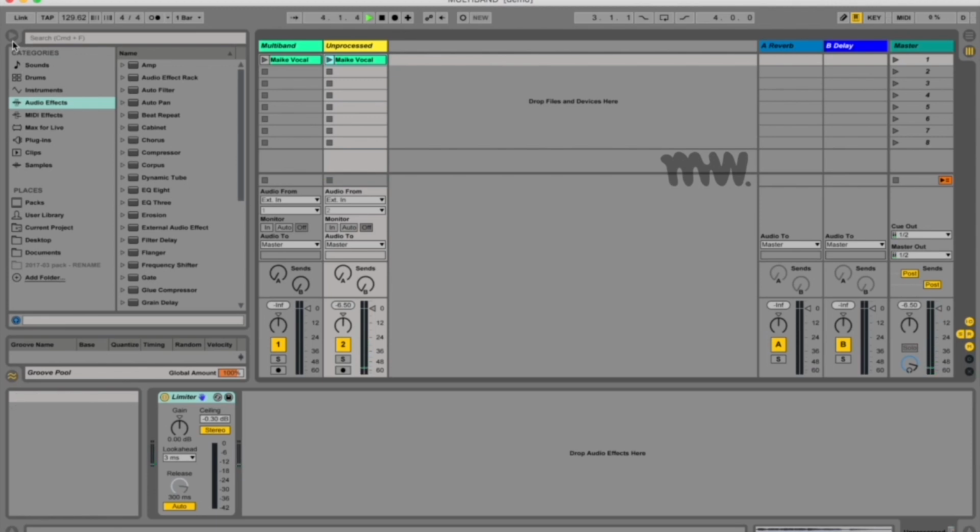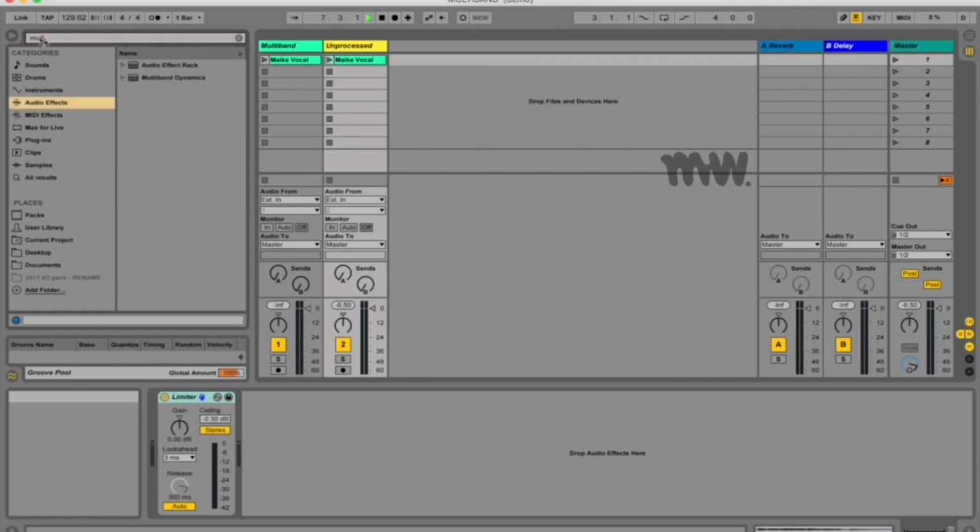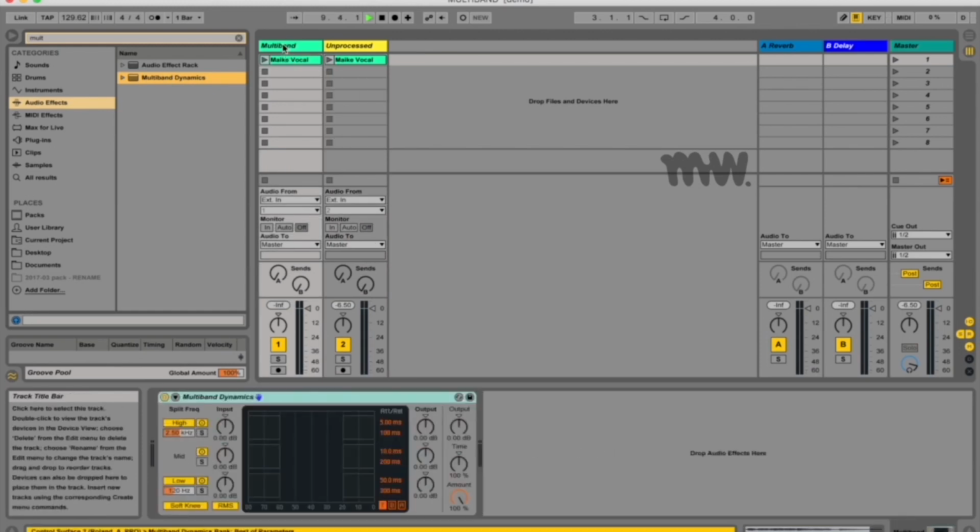First up, I've got the sample, and if I go into my browser, open this little triangle under audio effects, you can get your Multiband Dynamics. You can scroll or you can just use this search bar if you know what it's called. Then I'm going to pull it in and you get this Multiband Dynamics audio effect.